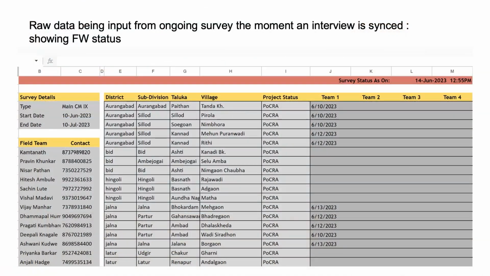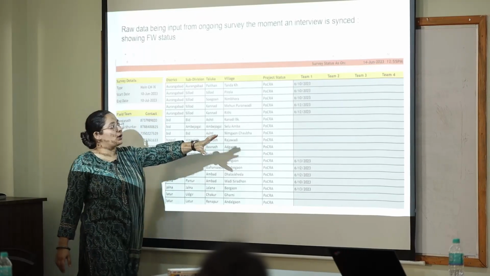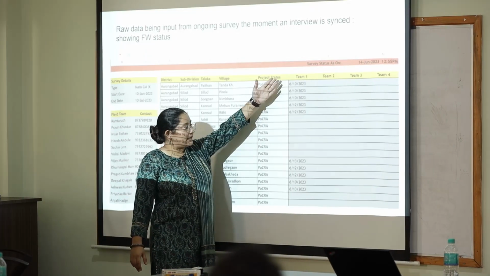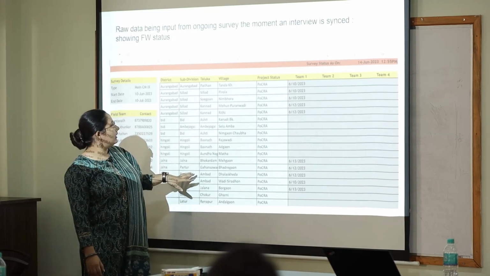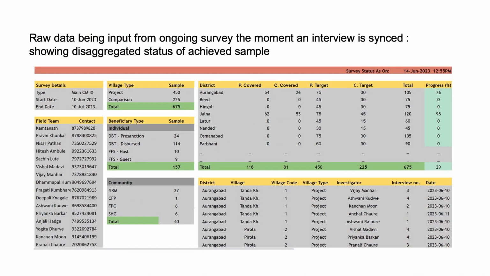So for example, here we have the survey details, we have the contact points, coordinates of the field team managers and their contacts. We have which districts the survey is running in, their subdivisions, the villages, and what the project status is right now. Team 1 has interviewed which of these territories on which dates, and so on and so forth. Similarly, you can have another page of the dashboard to see what has been the project coverage, for example, treatment under control coverage.